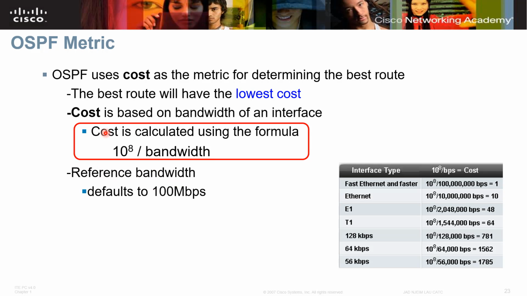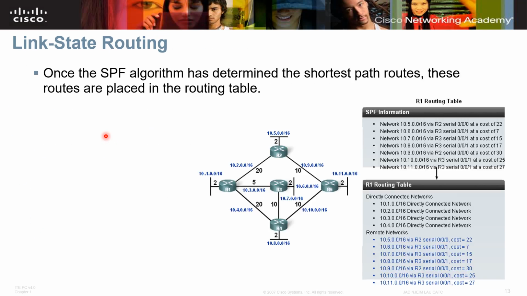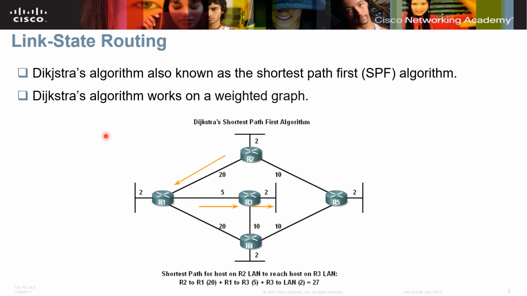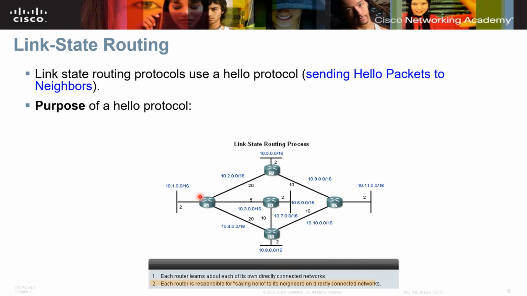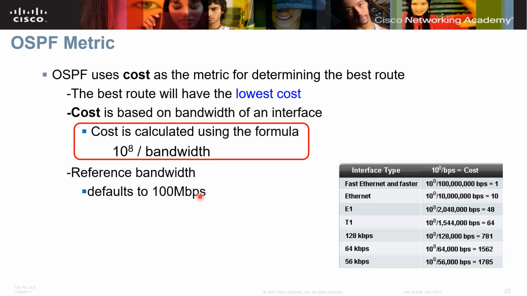And to calculate the cost of each link, you see this cost in the first example here. We said how to calculate the best path with minimum cost. But this cost is calculated from the bandwidth of the link. This cost is generated from this formula: the cost is calculated as 10 to the power 8 divided by the bandwidth of the link.